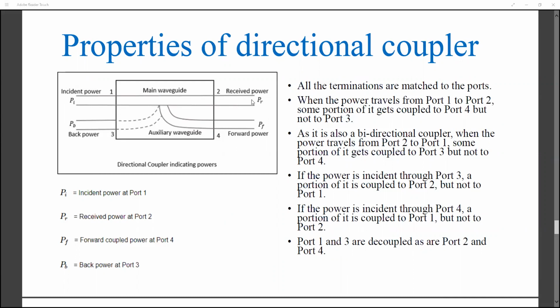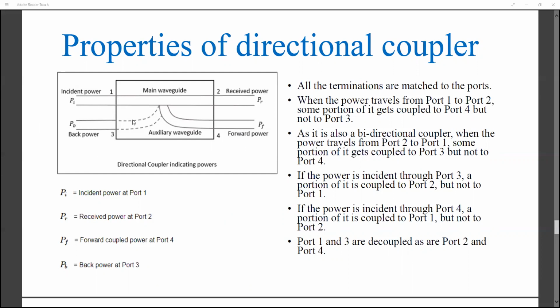Because this is bidirectional, if we give power at port 2, we'll get it at port 1, and some amount of the power will be coupled to port 3, but not to port 4. Suppose the power is incident at port 3. A portion of power will be coupled to port 2, but not to port 1. In the same way, if we give input at port 4, it is coupled to port 1 and not to port 2.